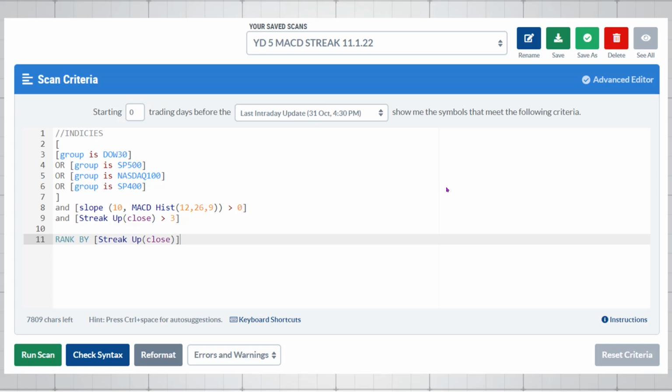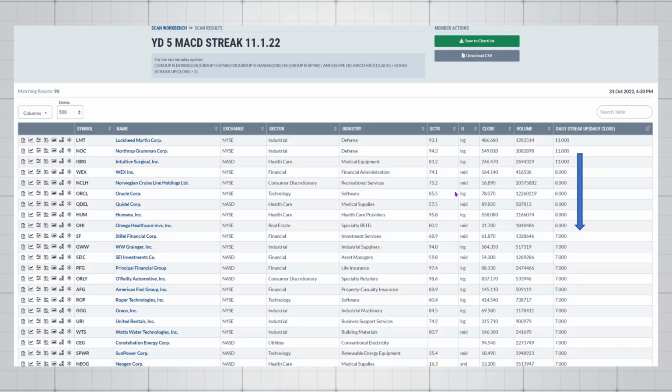So let's take a look at what happens when we run this scan. 96 results from a potential pool of hundreds, and look at how interesting it is. Defense, healthcare, finance, discretionary, some really interesting groups and sectors there, but look at the interesting sort criteria. Can you believe that? 11 days up. 3 stocks, each having 11 days up, a whole host at 8 and 7 also. That's really an interesting mark of momentum, the number of days up. Your thoughts, Professor?